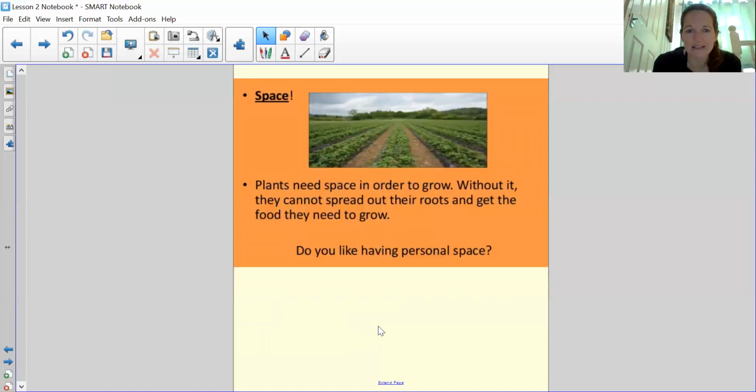The next thing is space. Plants need space in order to grow. So if you've ever seen a farm, you can see the plants are always lined up. The farmer just doesn't throw his seeds anywhere. He lines them up so that he's got space between them. So without space, the plant isn't able to spread out its roots, and the roots are what help the water and the minerals go up into the plant for their food. So if it didn't have the space, the roots might get all tangled, and the plant would die. So do you like having your own space? I'm sure you do. So just like plants, they like to have space. So we have water, soil, and space.